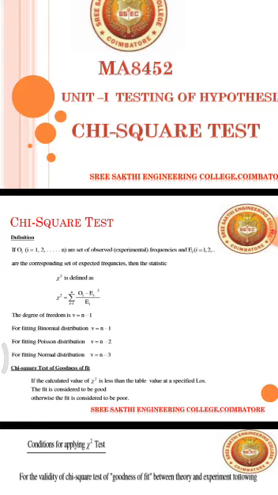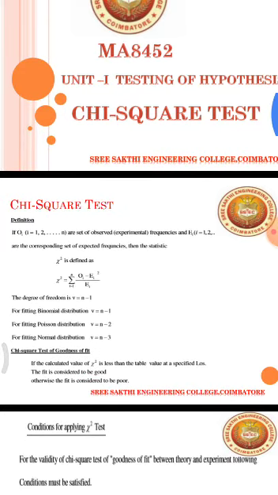For using the chi-square test, the formula is chi-square equals summation i equal to 1 to n of (observed frequency minus expected frequency) whole squared, divided by expected frequency. The degree of freedom is v equal to n minus 1. Degree of freedom for binomial distribution is n minus 1, for Poisson distribution n minus 2, and for normal distribution n minus 3.